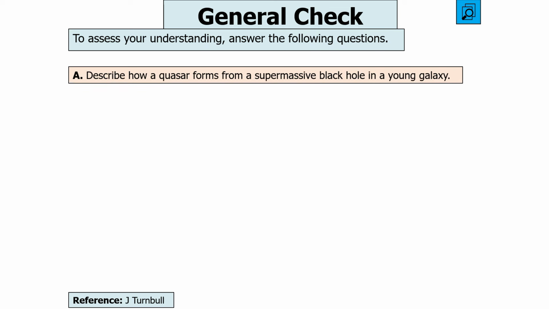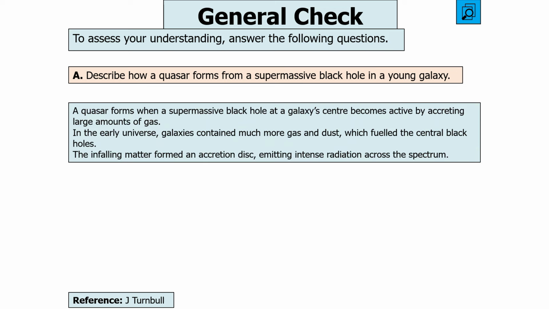Describe how a quasar forms from a supermassive black hole in a young galaxy. A quasar forms when a supermassive black hole at a galaxy's centre becomes active by accreting large amounts of gas. In the early universe, galaxies contained much more gas and dust, which fueled the central black holes. The infalling matter formed an accretion disk, emitting intense radiation across the spectrum.